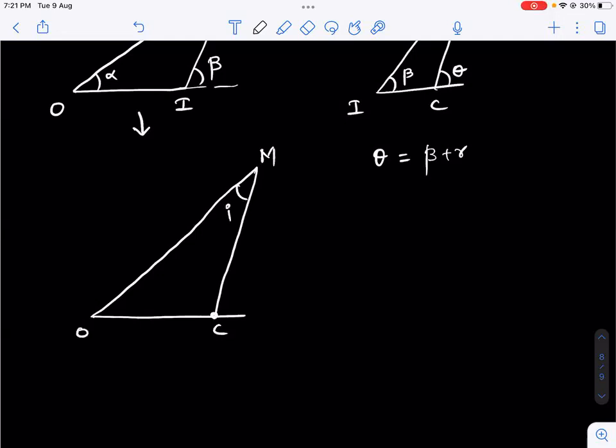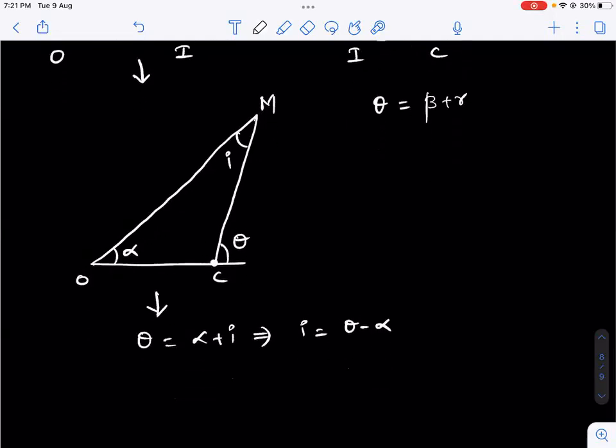If I take OMC, this angle will be I. This angle is alpha. This angle is theta. So what can I say from this? Theta will be equal to alpha plus I, which implies I is equal to theta minus alpha. Similarly, R will be equal to theta minus beta. Let this be 2. Let this be 3.